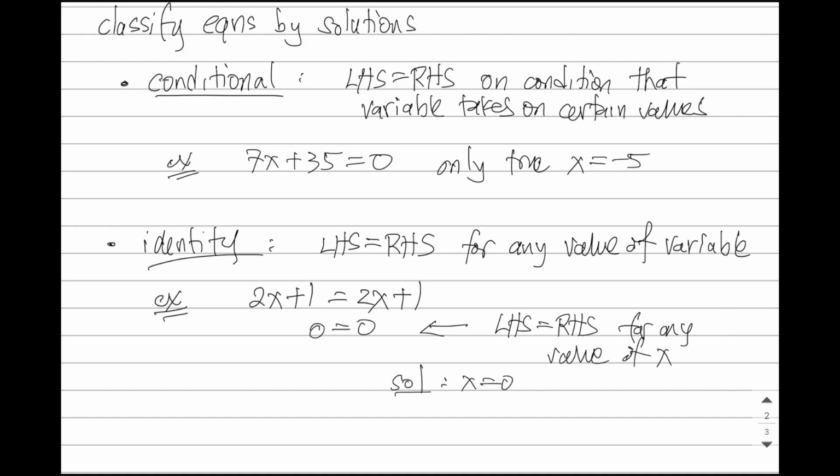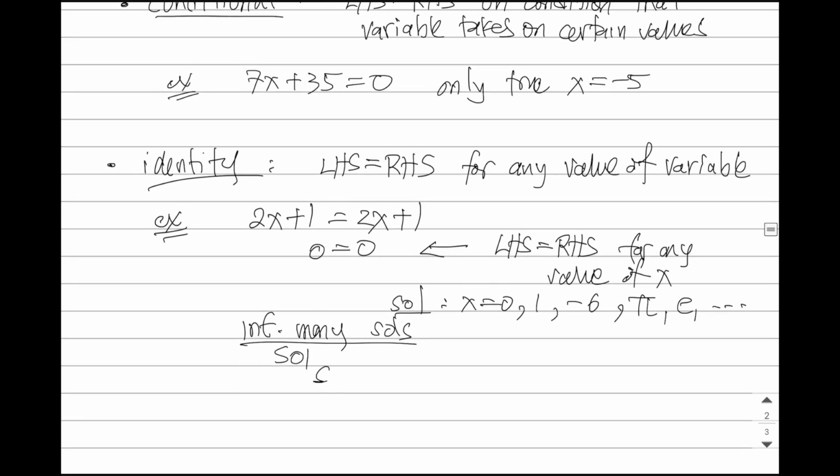x could be 0, x could be 1, x could be -6, x could be pi, x could be e. It doesn't matter. That means there are infinitely many solutions to this equation. We can't possibly list them all out. It's impossible for us to write every single real number. So instead, we create a different notation. We'll say that the solution set contains all values x, where this vertical bar means such that, x is a real number.